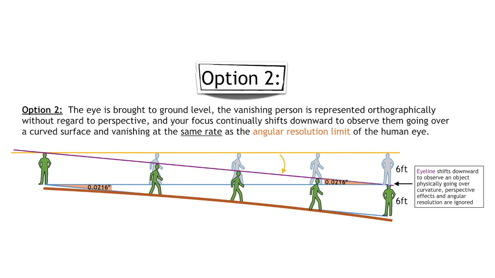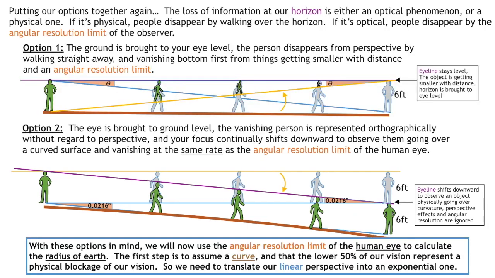So again, within this diagram, our eye line shifts downward. It must shift downward to observe an object physically going over curvature. Perspective effects and angular resolution are ignored. And again, putting it together so you can see them side by side, the loss of information at our horizon, just to restate our argument, is either an optical phenomenon or a physical one. If it's physical, they disappear by walking over the horizon. And if it's optical, people disappear by the angular resolution limit of the observer.